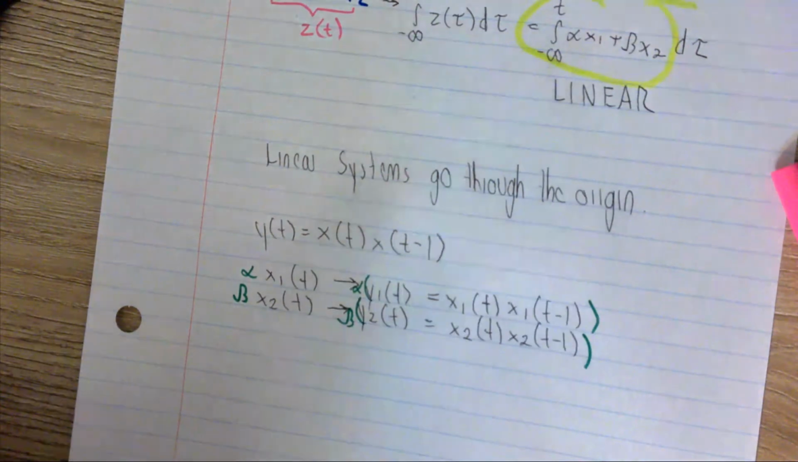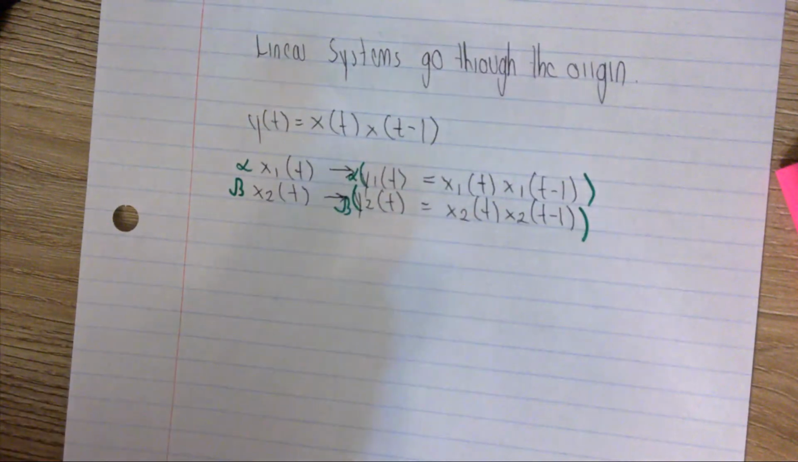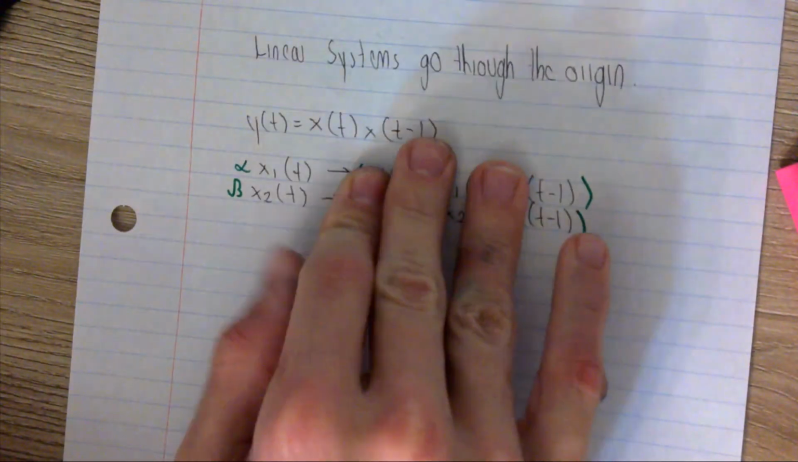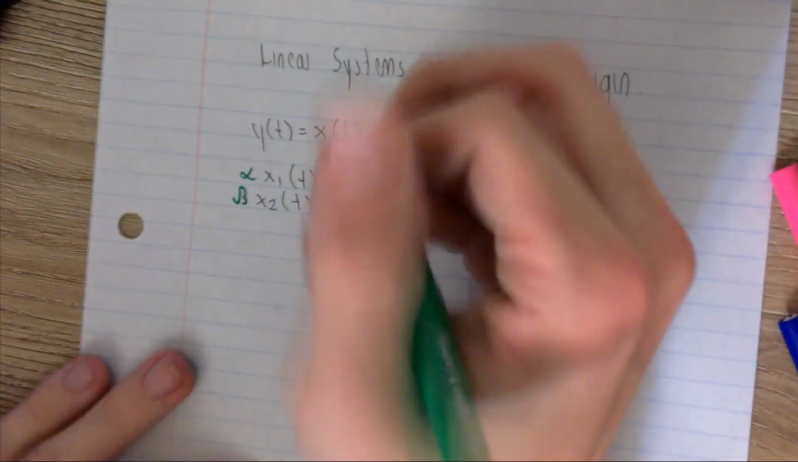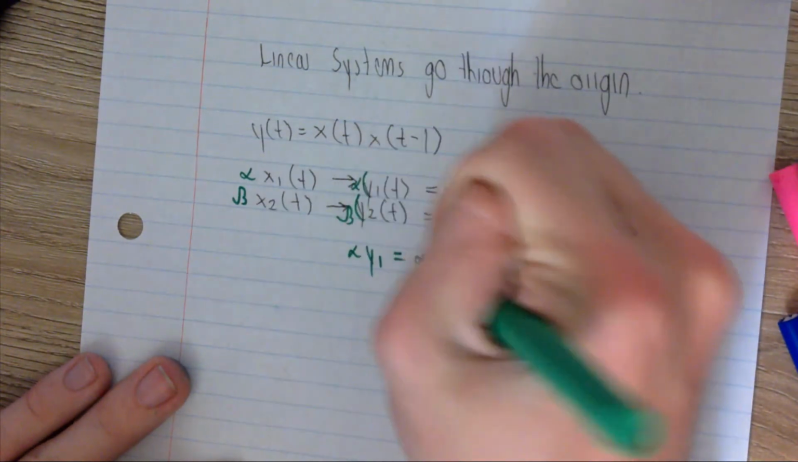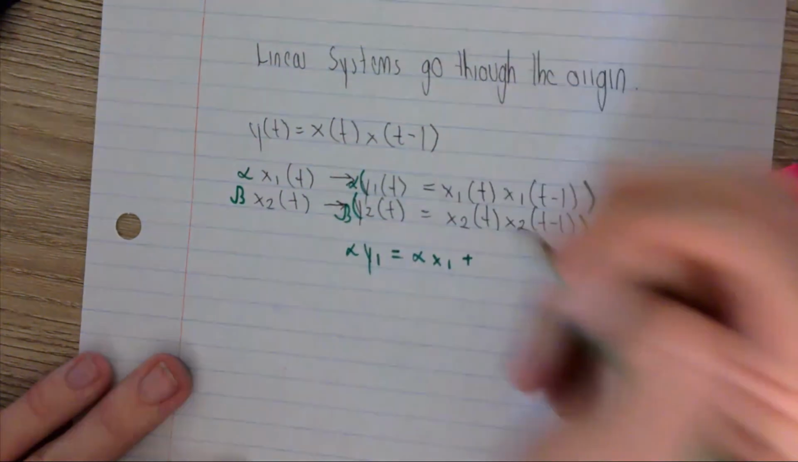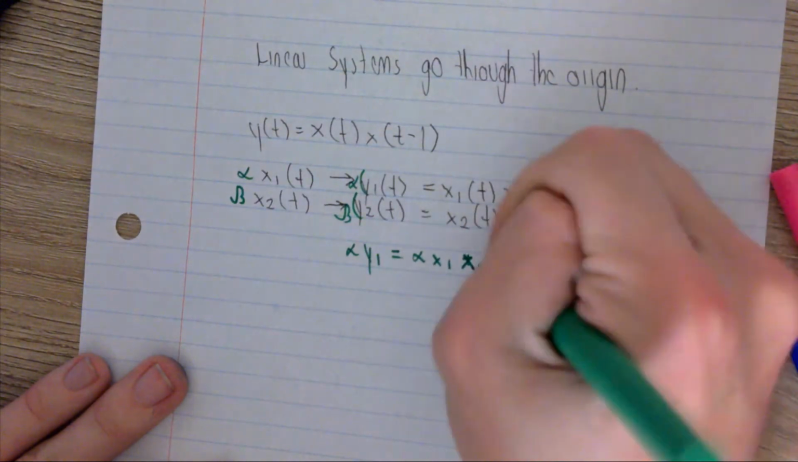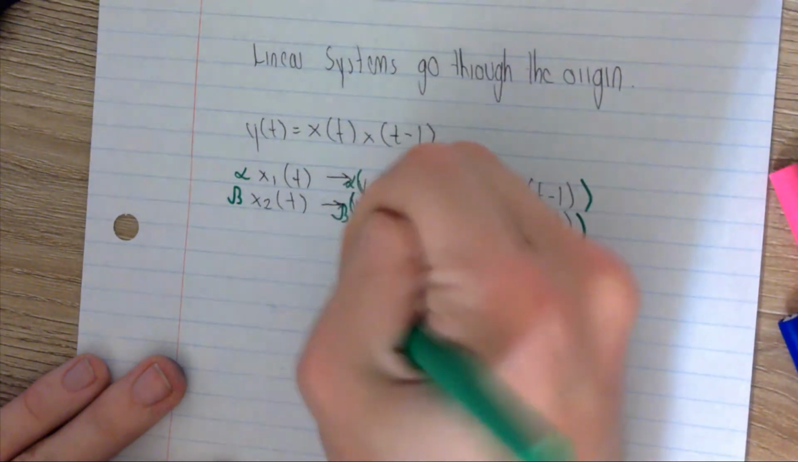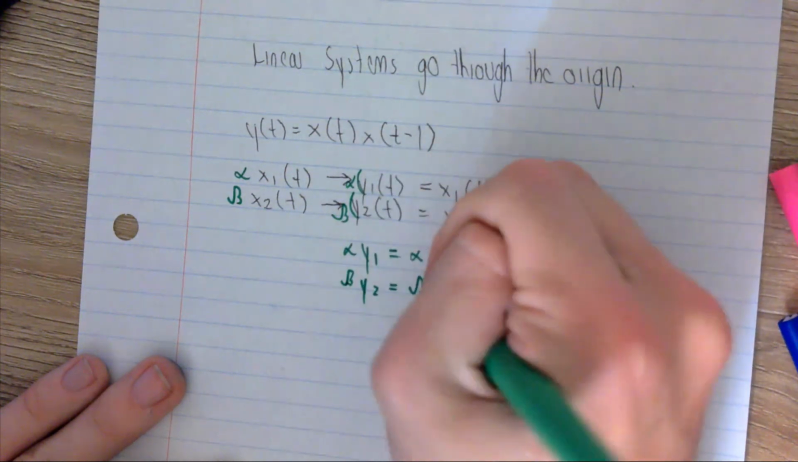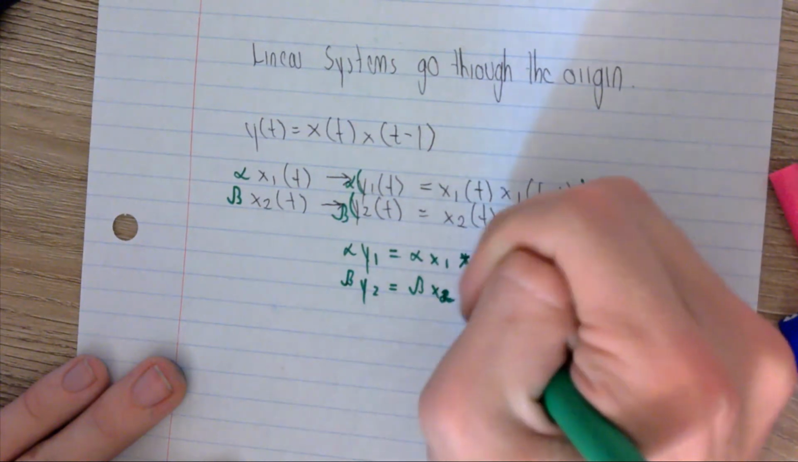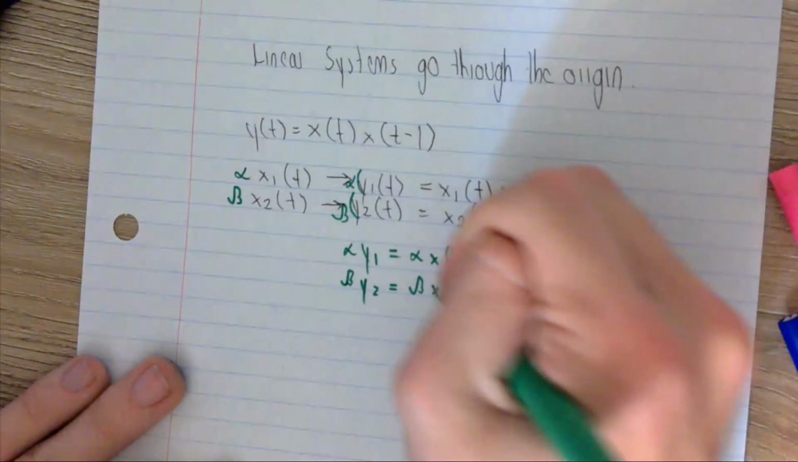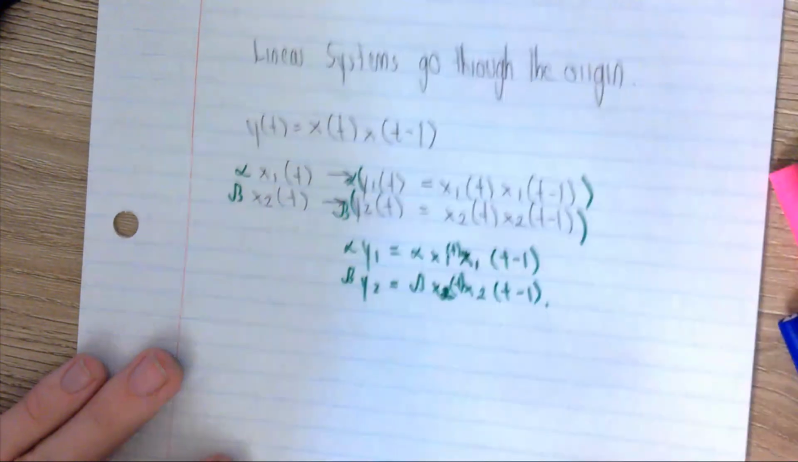And then you need to add them together. So if you add the two together, basically to show additivity here. Oh, sorry, you should distribute first. So when you distribute, you would get alpha y1 is equal to alpha times x1 of t minus 1. And then beta y2 is equal to beta x2 of t minus 1. I'm forgetting the t's here, that's why it's messing me up. Close enough, you can understand that.